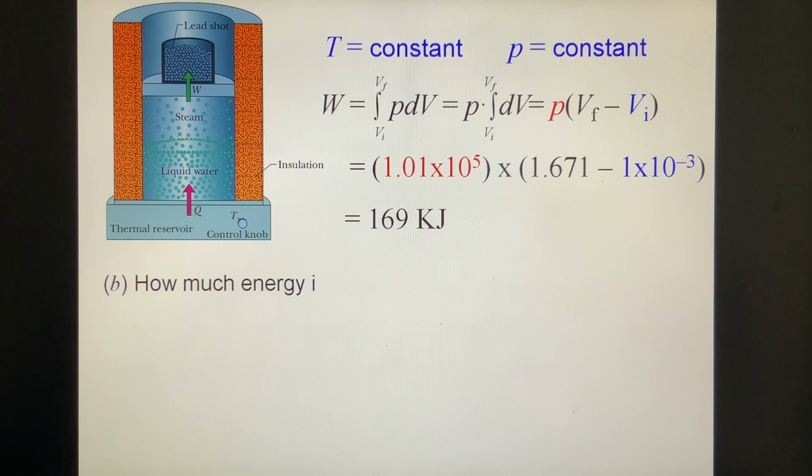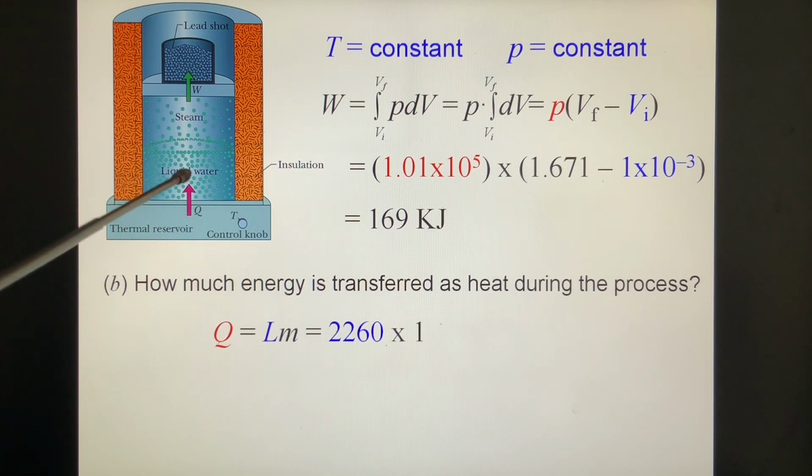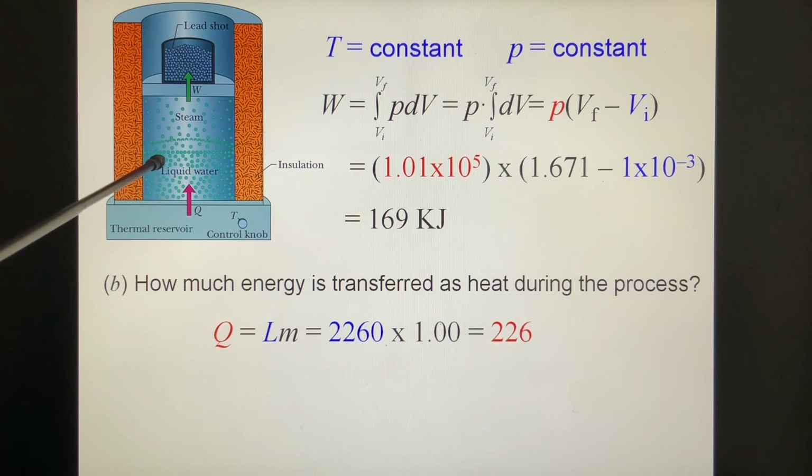Question B: how much energy is transferred as heat during the process? Find the Q. Now, Q, this is just 100 degree water to 100 degree gas, equal to L times M. We can check L from the table. The mass is 1.00 kilogram, so we get Q.